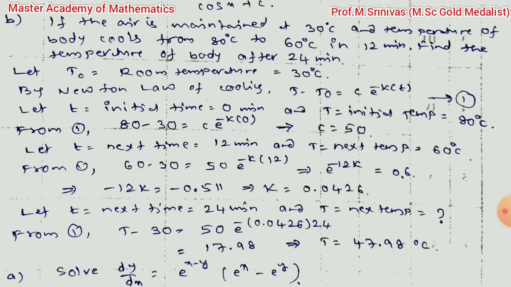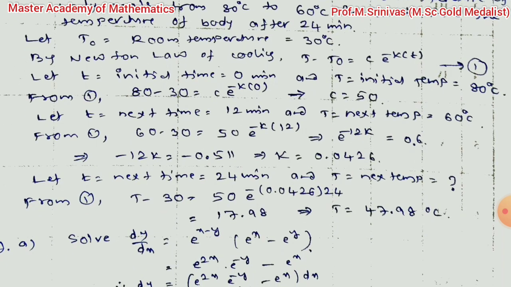Then small t is the next time, 24 minutes, and we need to calculate the capital T temperature. Again, on substituting in equation 1 and simplifying, capital T = 47.98 degrees centigrade. Remember, this calculation depends on logarithms and anti-logarithms. Even a small difference will give a little change in your final answer. So approximately, I take capital T = 48 degrees.